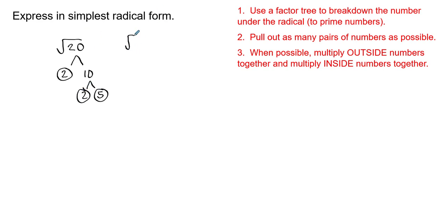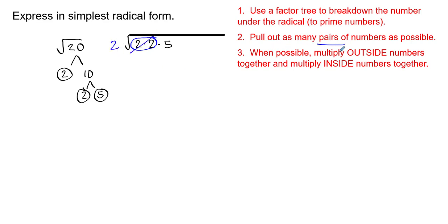So I'm going to draw the square root symbol, trying to keep things organized here. And then I'm going to write all the prime factors of 2 times 2 times 5. I'm going to pull out as many pairs as possible. So it looks like I have a pair of 2's here. So I'm going to cross that out and put 1, 2 on the outside.